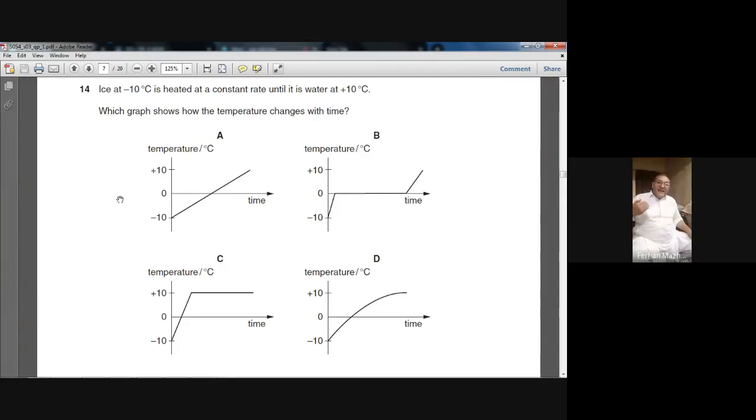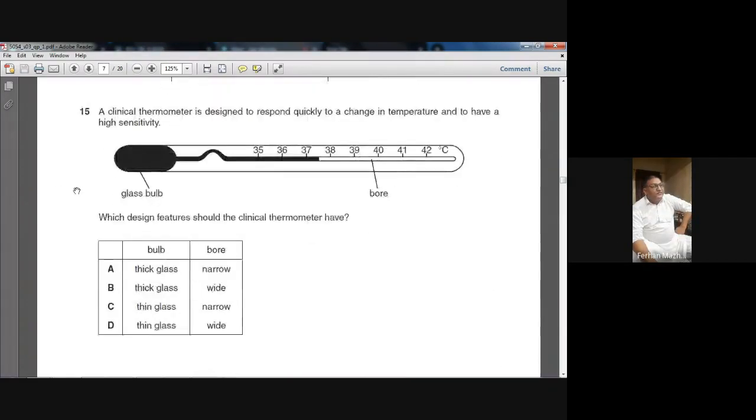And then again, the temperature will rise, the ice will convert into water, and the temperature will rise from 0 to 10. So the graph should go up. So the best diagram given here is B. Do you all agree? Yes, sir, we agree. And you understand? Yes, sir. Okay, it's good. We are moving to the next question.